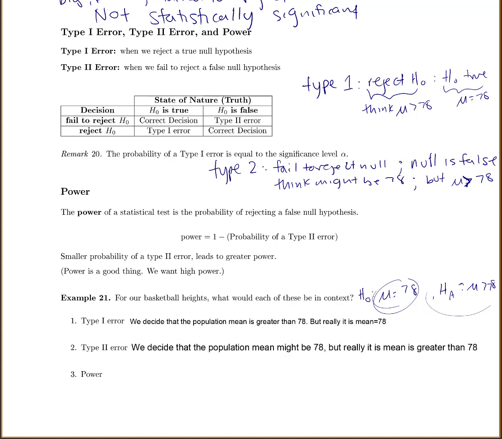Okay, power is when you do it correctly. So you do it correctly and the null is false. If the null is false, mu is greater than 78. So really the mean is greater than 78, and we decide the mean is greater than 78.